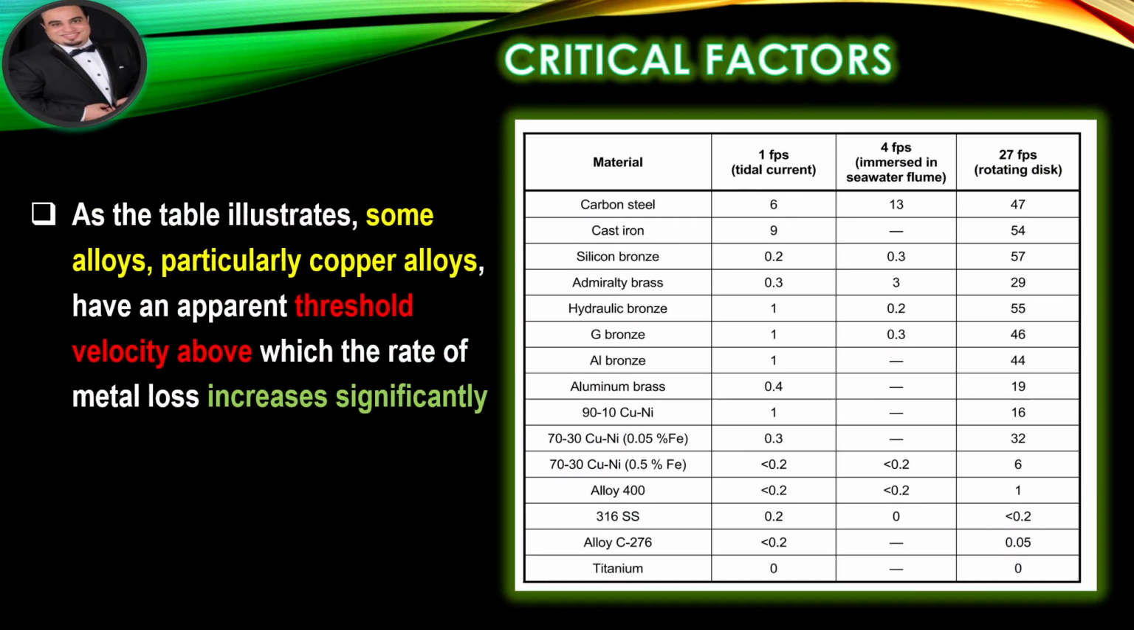The table shows erosion-corrosion rates for a number of metals in seawater at different flow velocities. As the table illustrates, some alloys, particularly copper alloys, have an apparent threshold velocity above which the rate of metal loss increases significantly.